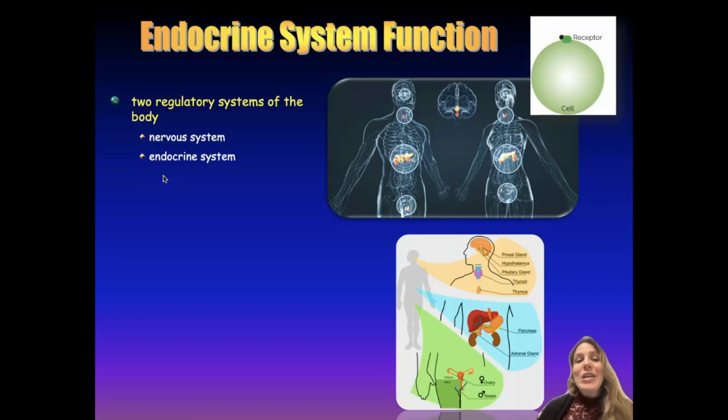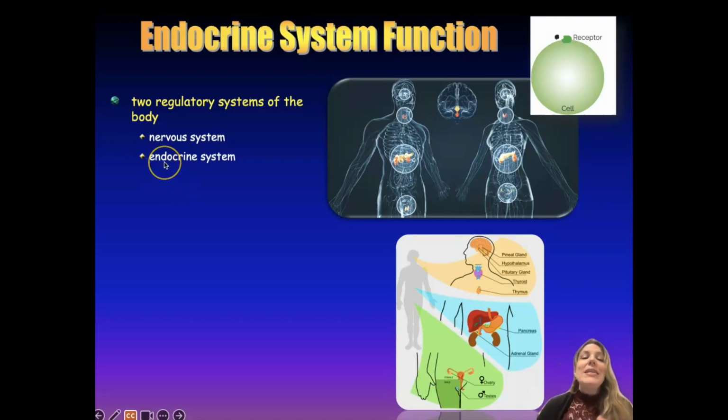So you've likely already started learning about the nervous system, and that is where messages from the brain or the spinal cord are able to travel through neurons and meet up with a target cell, such as a skeletal muscle, and cause something to happen, like for the skeletal muscle to contract. So that's the nervous system.